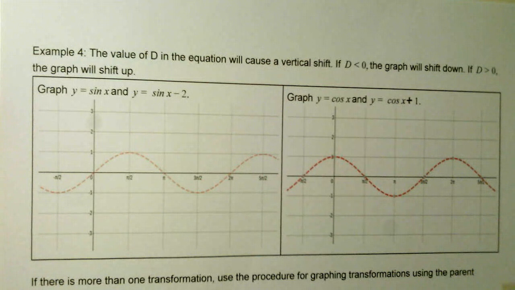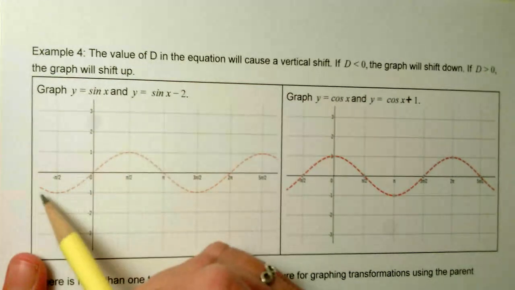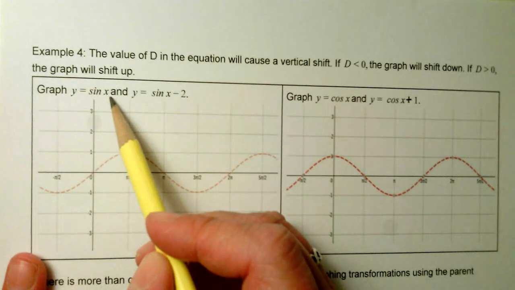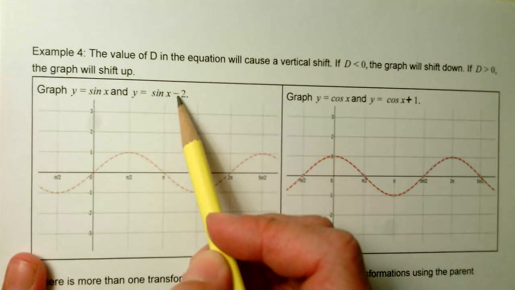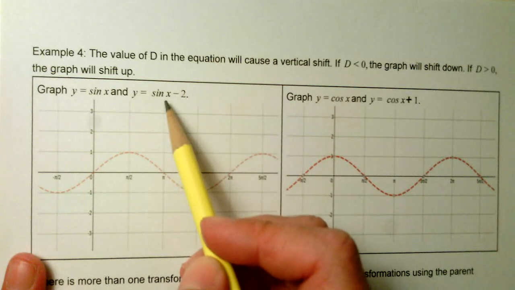So our last single transformation has to do with D. So D is going to cause a vertical shift. If D is less than 0, the graph will shift down. If D is greater than 0, the graph will shift up. So again here, our dotted line is y equals sine of x. And this time we're going to shift down 2 units.